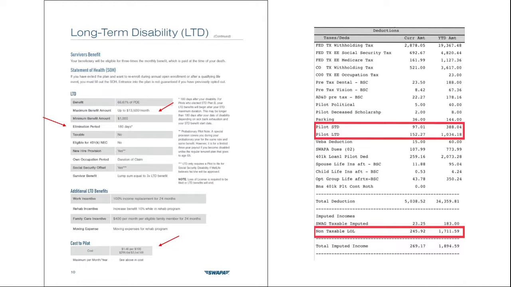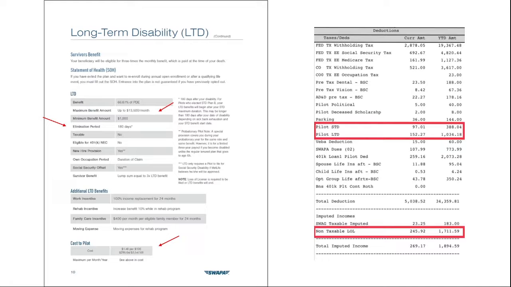Just to reiterate, short-term and long-term disability are always tax-free. Loss of license, you do have to elect to have the non-taxed version during Southwest open enrollment. You'll also notice on the right-hand side under pilot STD would be your pilot LTD and the amount taken out on the 5th and 20th paychecks.